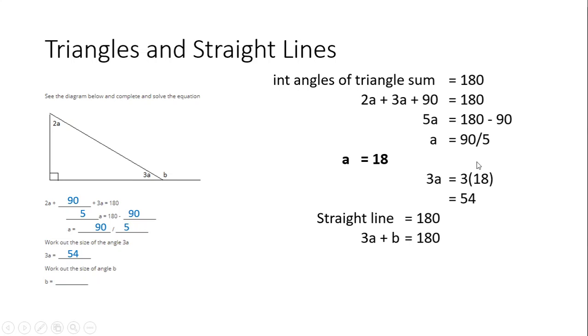I know what 3A is. I've already worked it out up here. It's 54. So if I just plug that in there, instead of the 3A, I put 54. Now I've got an equation where B is the only letter I don't know. So let's get it by itself. B equals 180. It was plus 54 over here, so I'll take it over here, and it'll be minus 54. So B equals 126.